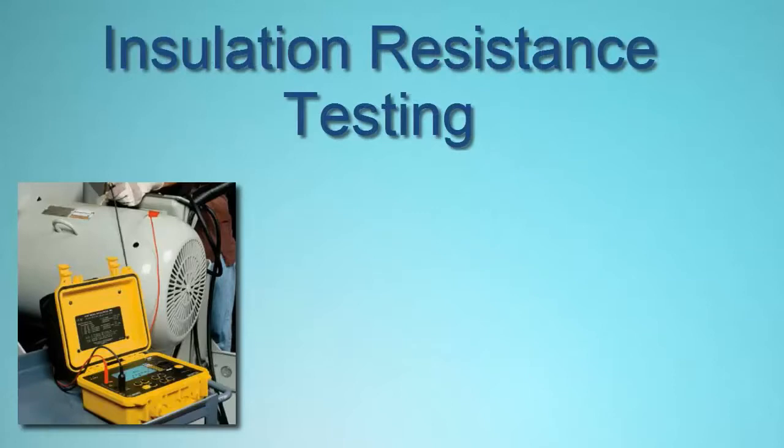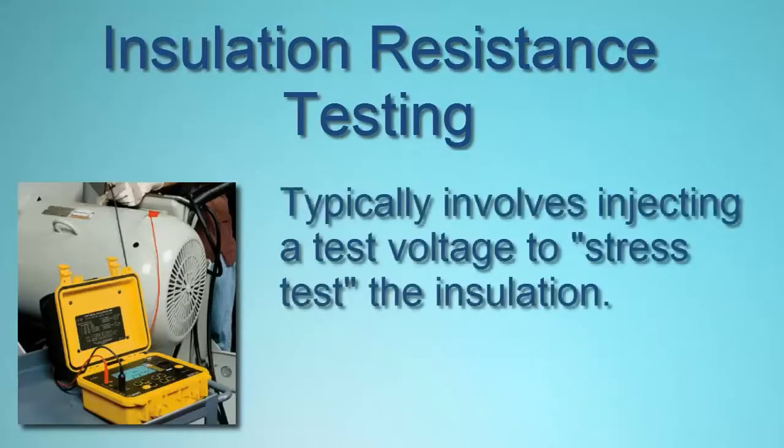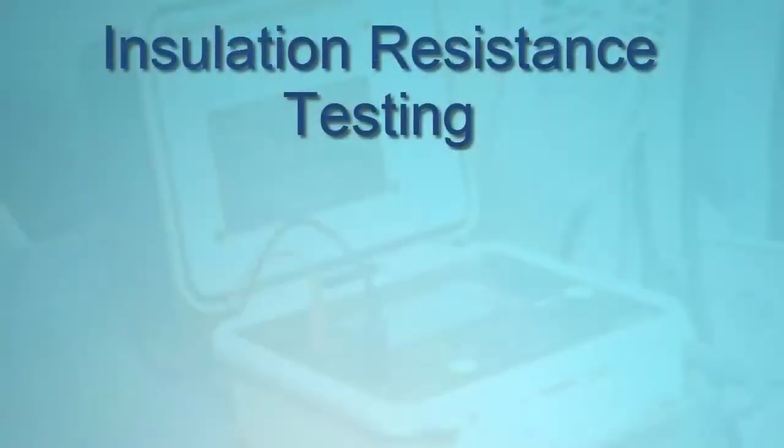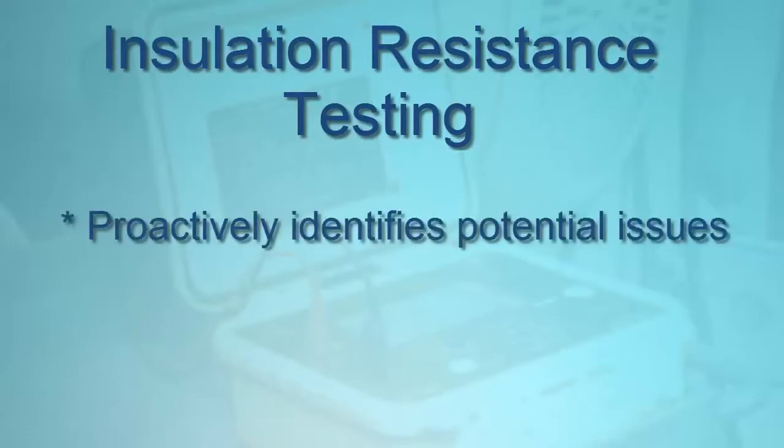To assess and monitor insulation integrity, several tests have been developed. These typically involve injecting a test voltage and then measuring resistance. This stress tests the insulation, similar to applying high water pressure to plumbing to test for leaks. A regular program of resistance testing can detect insulation deterioration so it can be identified and addressed before it becomes a major problem.